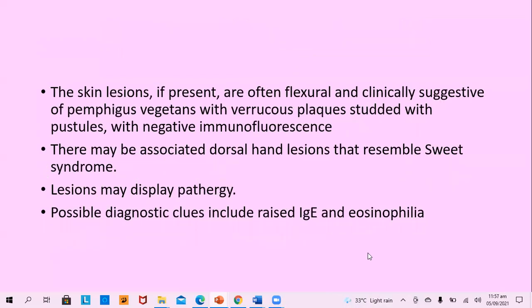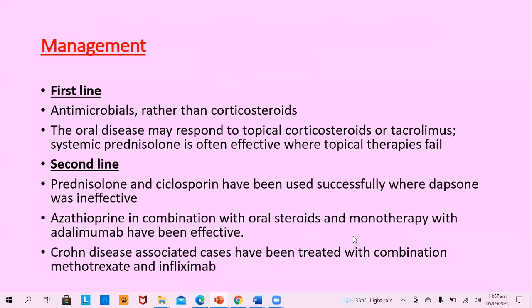Skin lesions, if present, are often flexural and clinically suggestive of pemphigus vegetans or verrucous plaques studded with pustules with negative immunofluorescence. So pyostomatitis should be considered in the differential diagnosis of pemphigus vegetans. There may be associated dorsal hand lesions that resemble Sweet syndrome. Lesions may display pathergy. Possible diagnostic clues include raised IgE and eosinophilia.